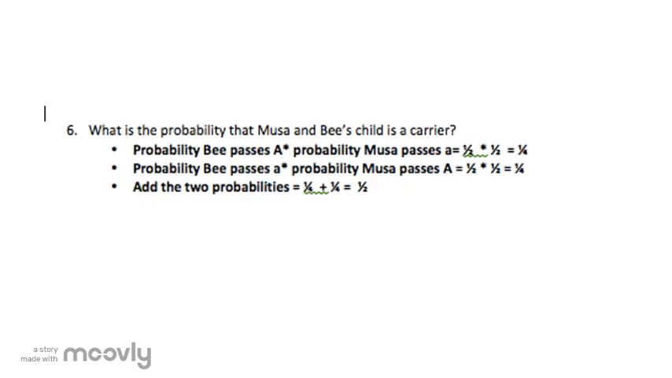And for the sixth question, in order to find the probability that Musa and B's child is a carrier, you need to find the probability that Musa passes a little a and B passes a big A, because we know that B only has big A, the only allele that she can pass is big A. So the probability that Musa passes a little a is 1 out of 2, and the probability that B passes a big A is 1. So you multiply those probabilities to get a half.